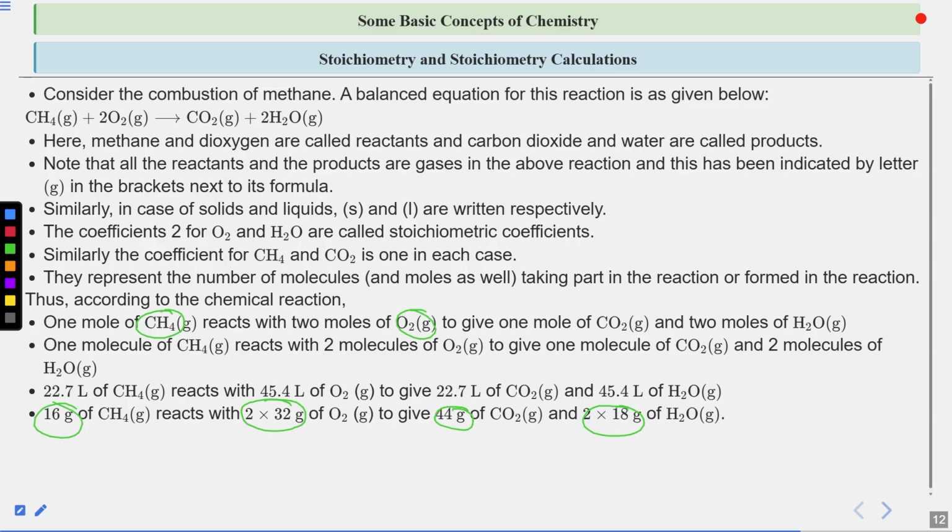Yes, 16 is the molar mass, okay, because we are taking the gram. Yes, Nisarg, what is your point? So Na was your Avogadro constant.